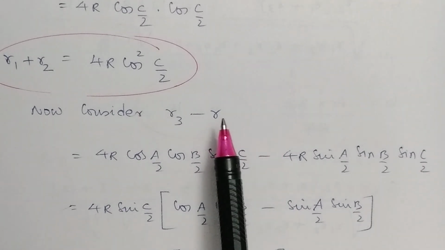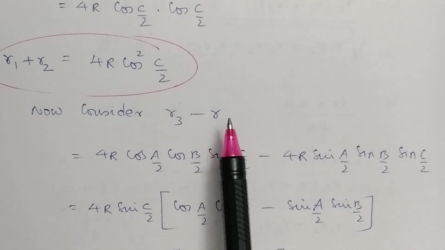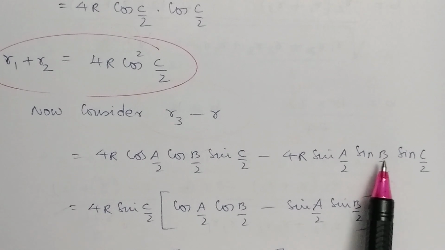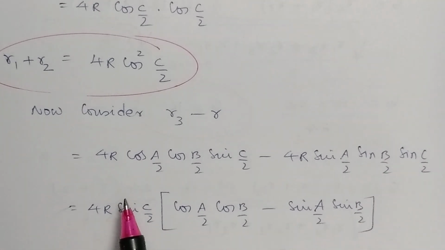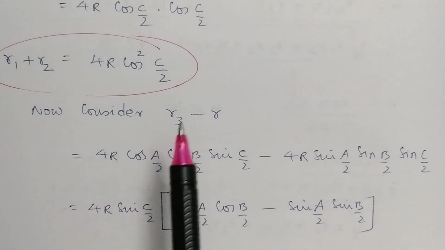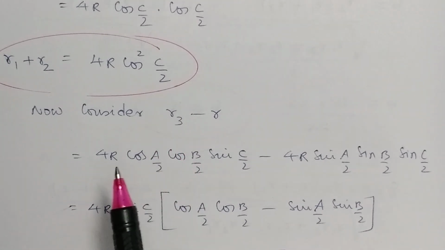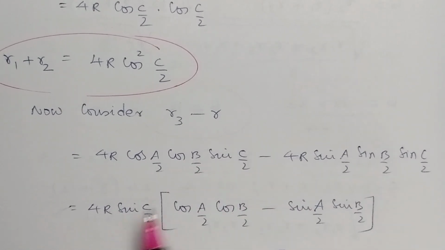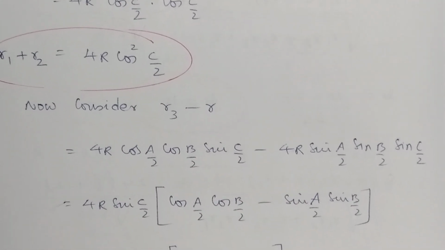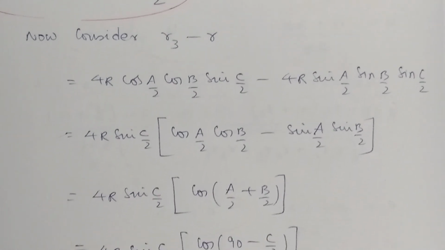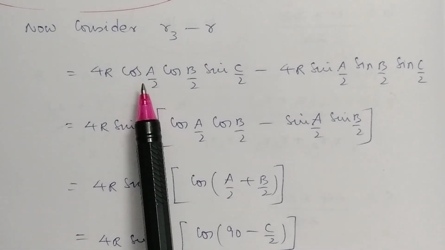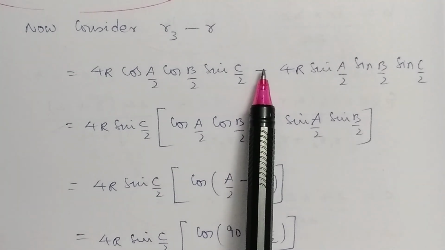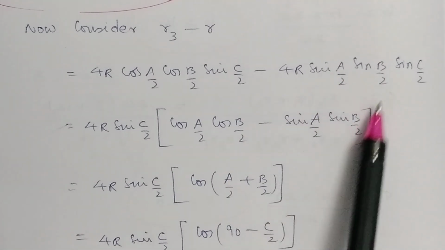There is no suffix here, so all the terms are in terms of sin: sin A/2, sin B/2, sin C/2. The same procedure that we followed above, apply the same one. Take 4R sin C/2 common. By taking it common, what remains is cos A/2 cos B/2 minus sin A/2 sin B/2.